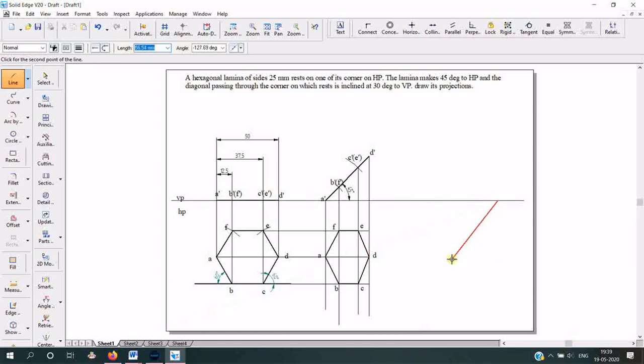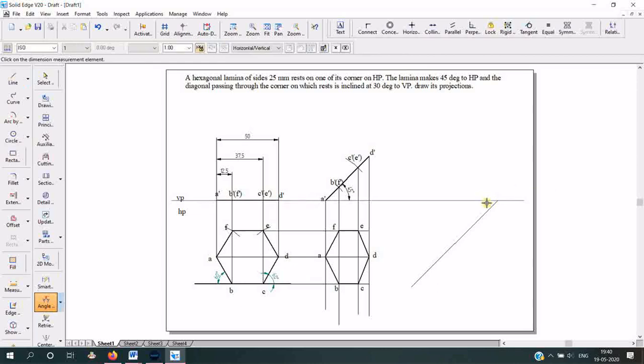So for the inclination with VP, we must construct the given angle. It can be observed from the top view only. So it is inclined with VP means it can be observed from the top view only. So measure the angle.